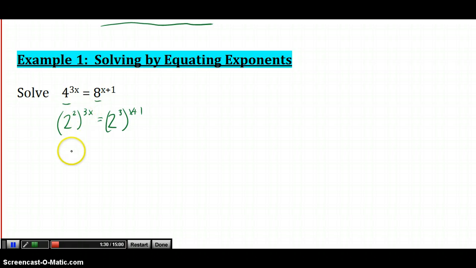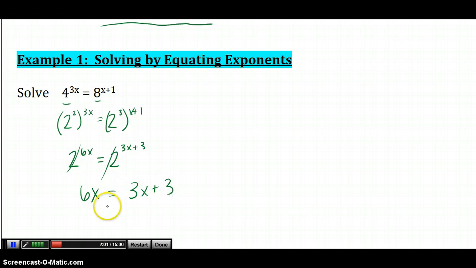Now you have a power to a power here, so this becomes 2 to the 6x equals, you're going to distribute this 3 through the x plus 1, because it's 3 times x plus 1. So you'll have 2 to the 3x plus 3. Now the rule is that if you have the same base on both sides, you can just get rid of them. That's right, you can just drop them. So you have now just your exponents left, so 6x equals 3x plus 3. So if you have the same base, you just get rid of them and the exponents come down.